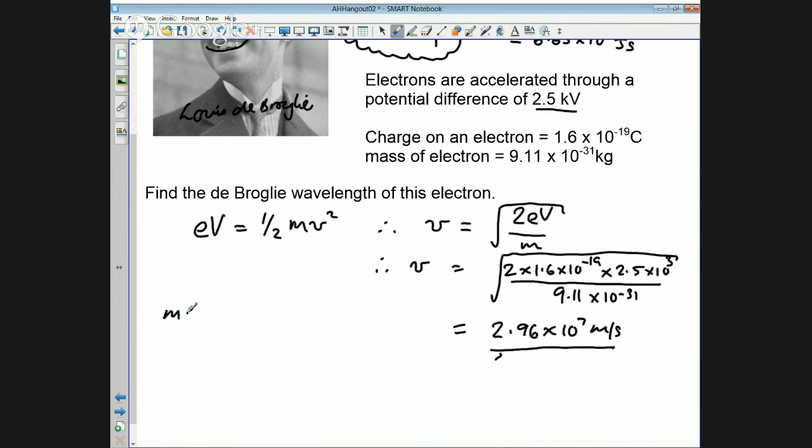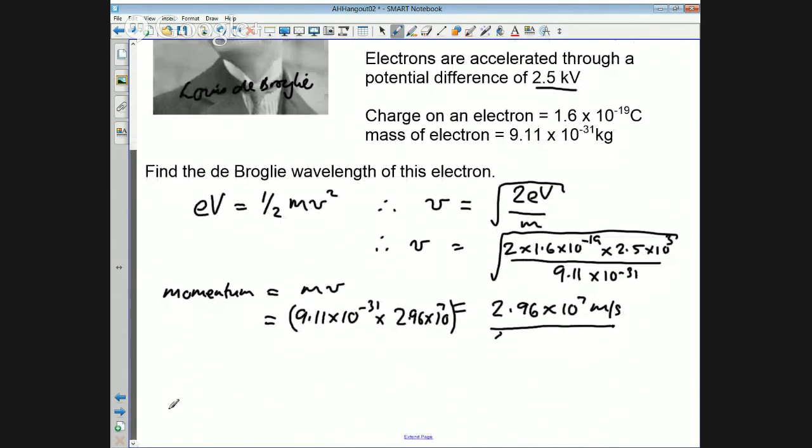So over here we can say momentum is equal to the mass times the velocity. The mass of the electron is 9.11 times 10 to the minus 31, and we've got to multiply that by the speed, which worked out to be 2.96 times 10 to the power 7 meters per second. So that's the momentum of the electron.